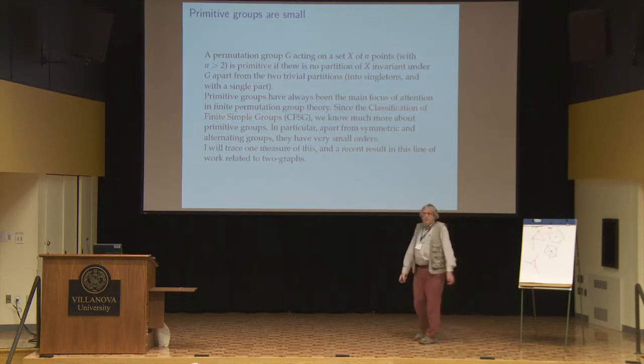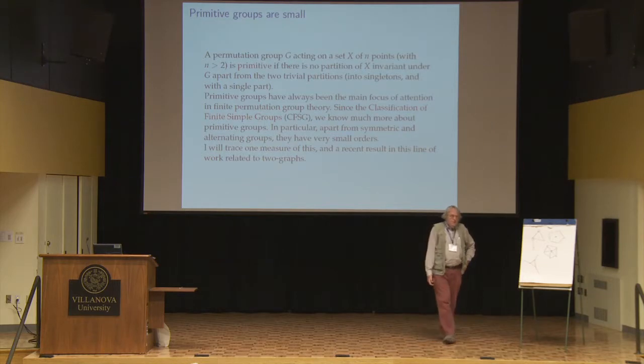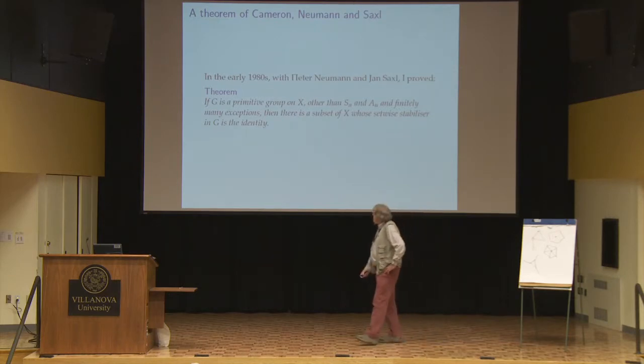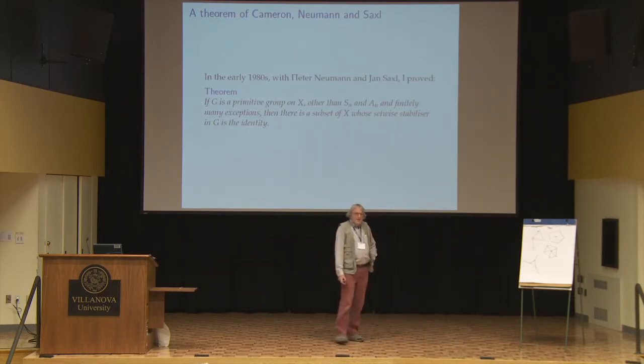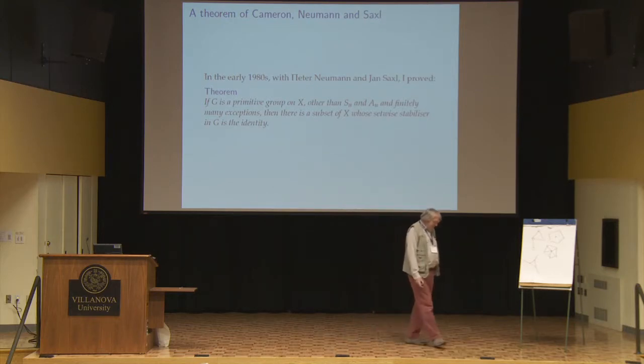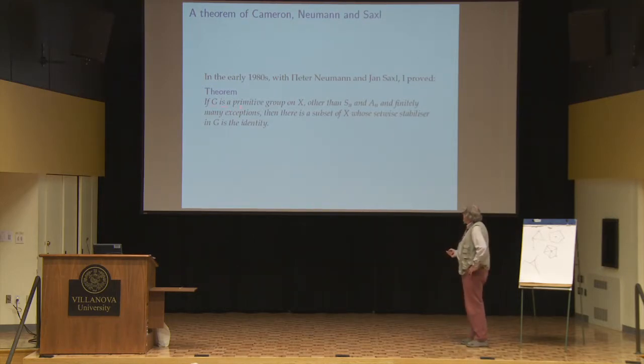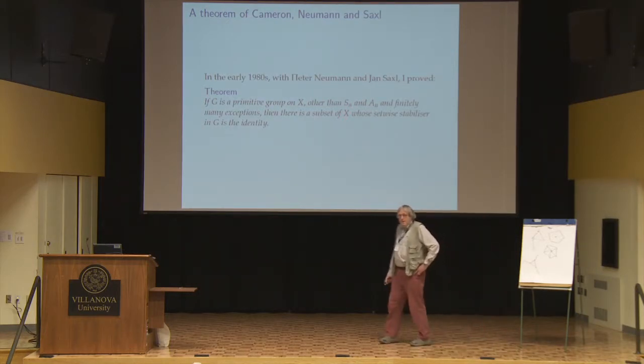And it leads on to the next result that I wanted to tell you about, two graphs. Here's a theorem I proved with Peter Neumann and Jan Saxl back in the early 1980s. This was one of the first things using a new idea at the time, that primitive groups are small. So if you take a primitive group on a set of size n, not the symmetric or alternating group, and also excluding finitely many other exceptions, then there's a subset of X whose setwise stabilizer in G is the identity.